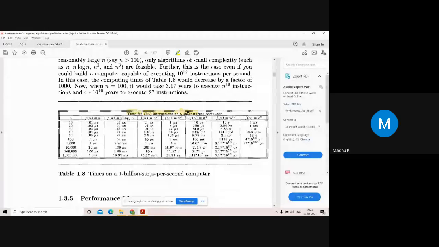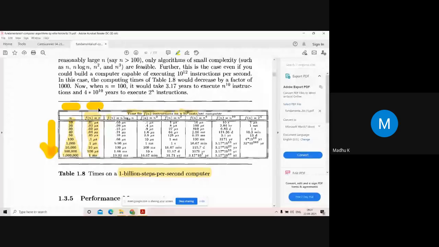Suppose the same cases we are considering, and the machine can execute 10 raised to 9 steps in 1 second. Here, this is the problem size column: n is equal to 10, 20, 30, 40, and the problem size increases in this way. What is the effect on how much time each algorithm will take on a computer with 1 billion steps per second? There are different algorithms.